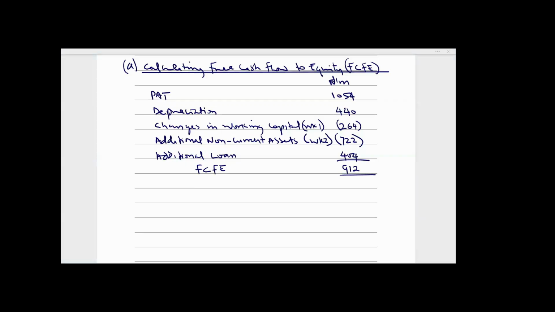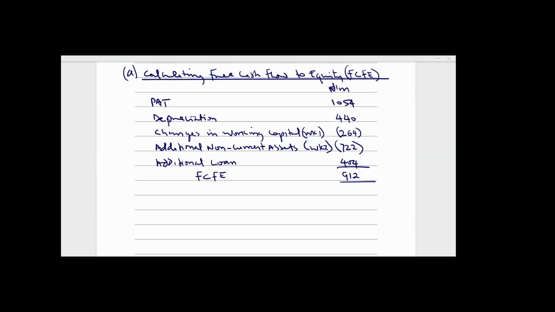Now, this 912 is the current value. So you have to calculate free cash flow available to equity for the year ended 2016. 2016 is the current year. So number B, you are required to use the free cash flow to equity model to calculate the current value per share. So you want to calculate market value.